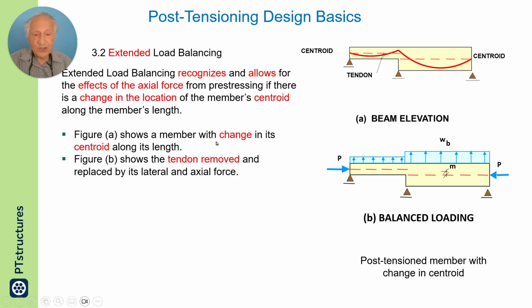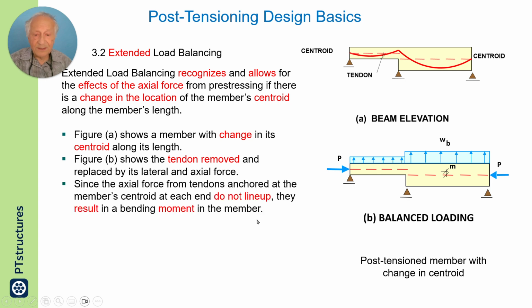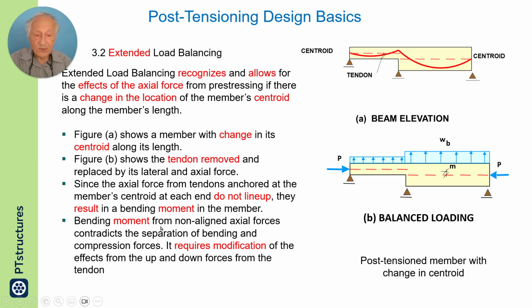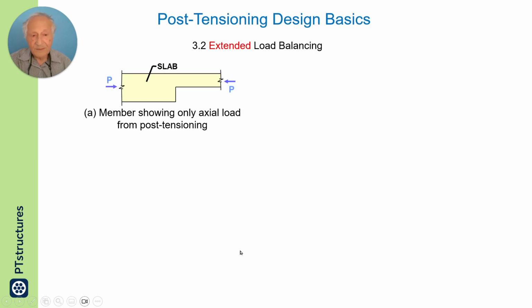The figure shows the change in centroidal axis, and they remove the tendon. The forces do not line up. That results in bending moment. So this requires a modification in our basic assumptions. Here I show you a member, section of the member where there is a change in cross-section.